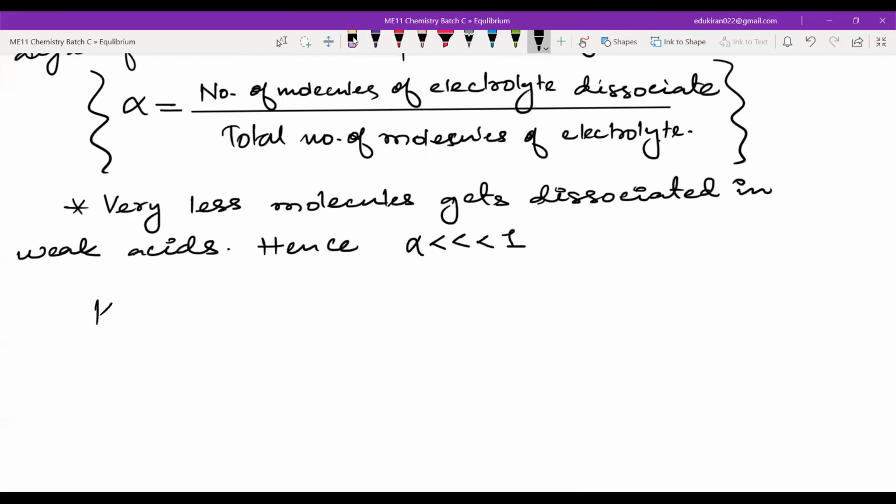And hence we can write the Ka, which is equal to what? C alpha square upon 1 minus alpha. Now in this case, the alpha is very, very small, and hence we can write that Ka is equal to C alpha square divided by 1, because we can neglect alpha if it is very, very small, smaller than 1. You can write, since 1 minus alpha is approximately equal to 1.